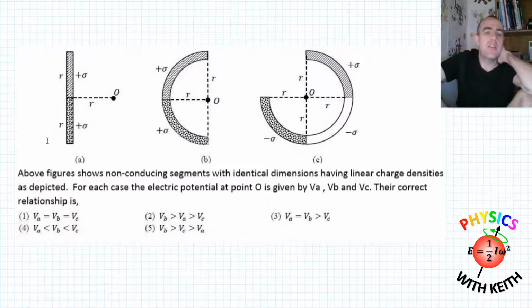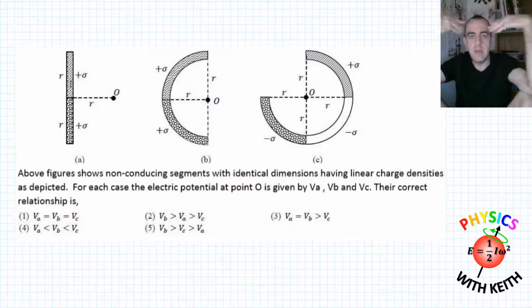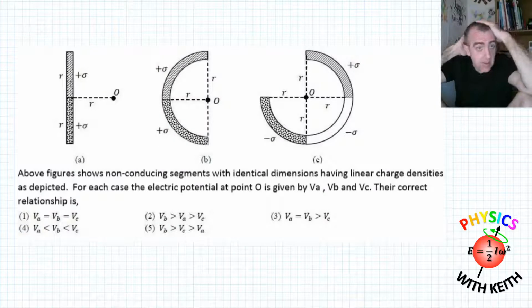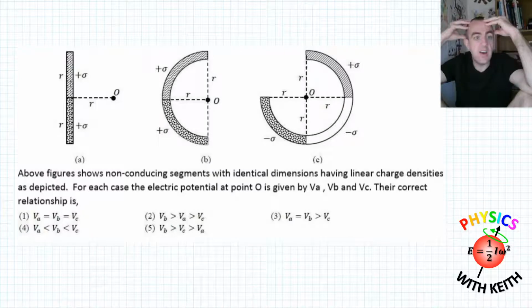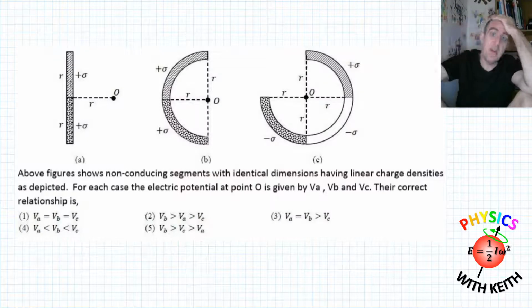So here we've got three situations, and what we've got is two-dimensional pieces of metal. We can assume they're all the same depth in a third dimension, and they all have the same free electron density. It says charge densities are depicted, and so we've got plus sigma, plus sigma, plus sigma, plus sigma. But over here, we've got minus sigma and minus sigma.